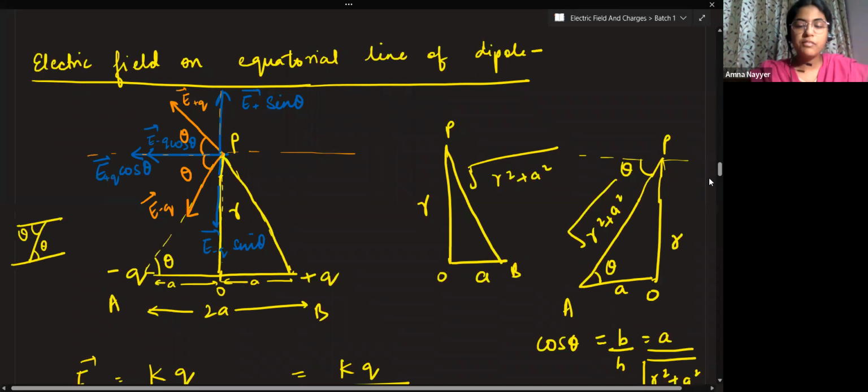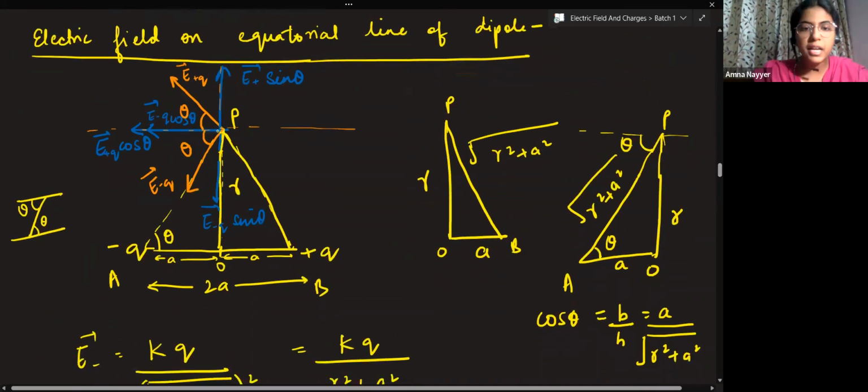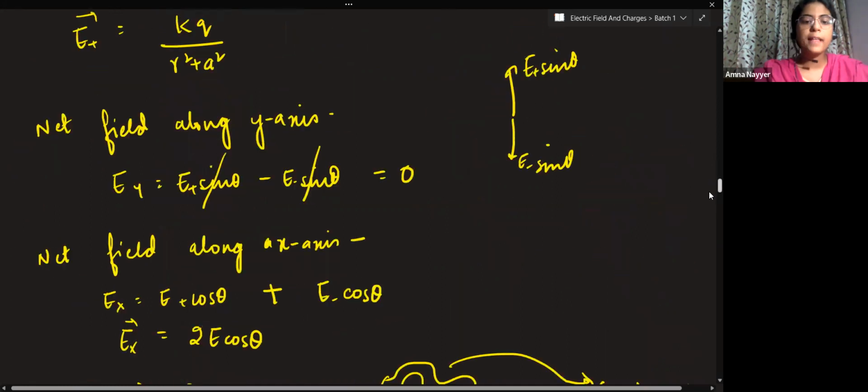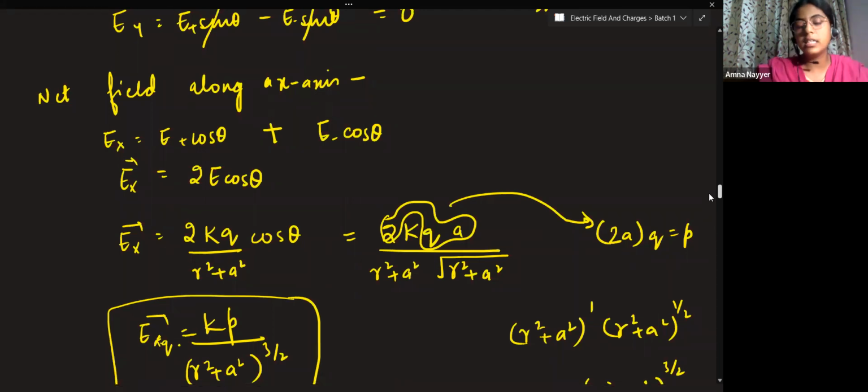Now see, we have seen the magnitude of this, kq divided by r square plus A square. How have we written it? Because the separation between the point and the charge is under root r square plus A square using Pythagoras theorem. Now see, net field along x-axis gives you E cos theta with addition of another E cos theta. 2E cos theta you have. Now you just have to substitute the value of cos theta and electric field. Electric field we have seen is kq by r square plus A square.